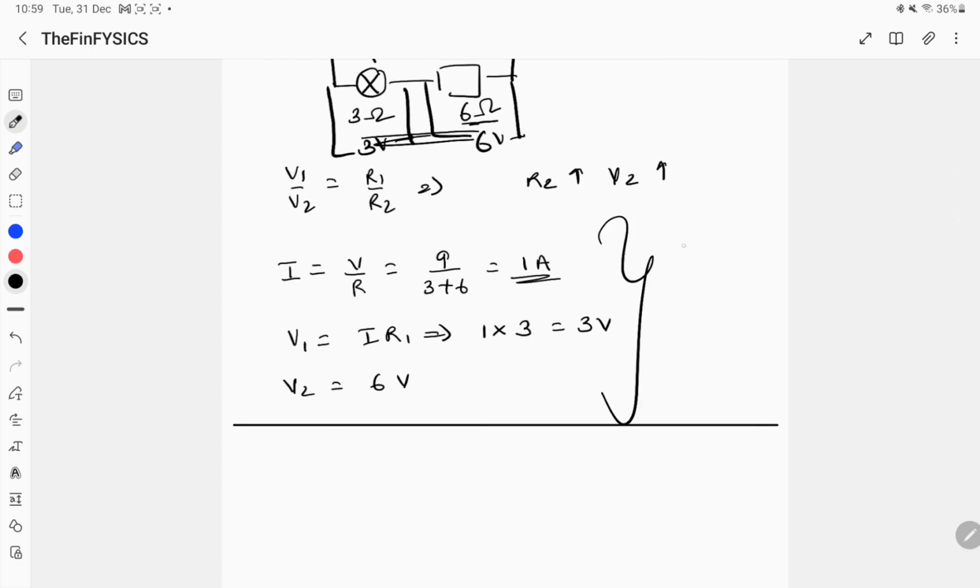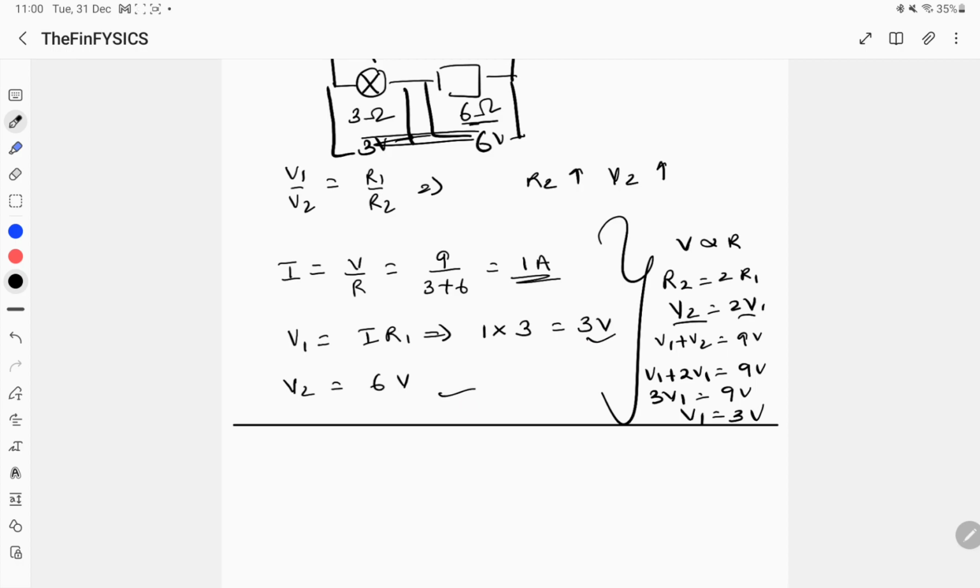Another way of understanding this is we know that voltage is proportional to resistance, and my R2 is 2 times R1. So my V2 has to be 2 times V1. And you know V1 plus V2 has to be 9 volt. Now you just put V2 and V1. V2 is 2 times V1, right? So V1 plus 2 times V1 is 9 volt. 3 V1 corresponds to 9 volt. So V1 came out to be 3 volt. You will still end up getting the same answer.